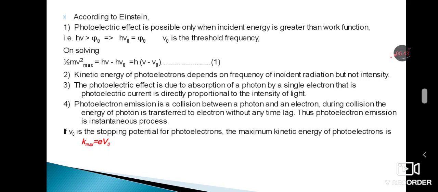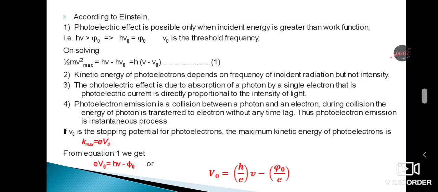Therefore, the maximum kinetic energy we can write as e into V0, or from equation 1, half m v square maximum, that is nothing but our kinetic energy. Therefore e V0 is equal to h nu minus phi naught, or we can say V0 is equal to, taking e this side, h by e into nu minus phi naught divided by e.